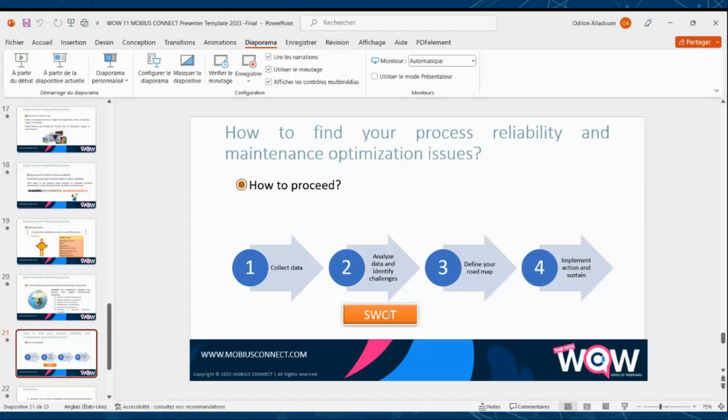So when we have set directions, which are the basis of reliability and maintenance optimization, perhaps we will need further analysis to prioritize the strategic directions that we have set.